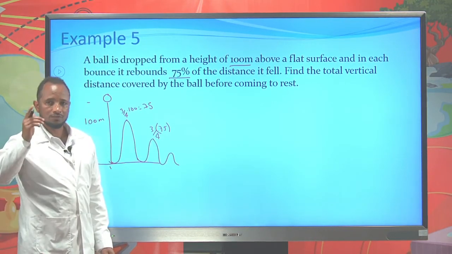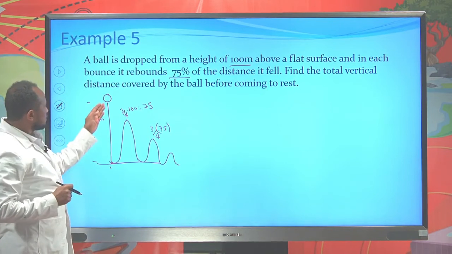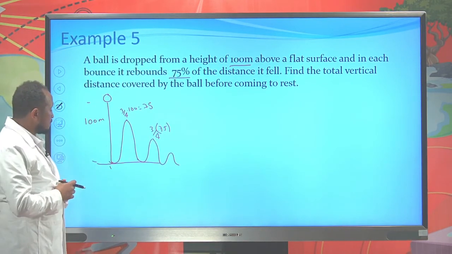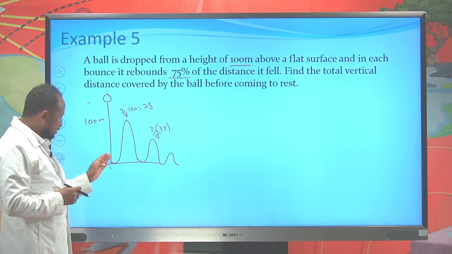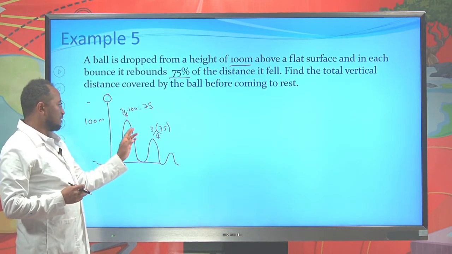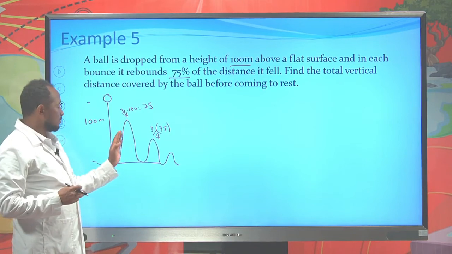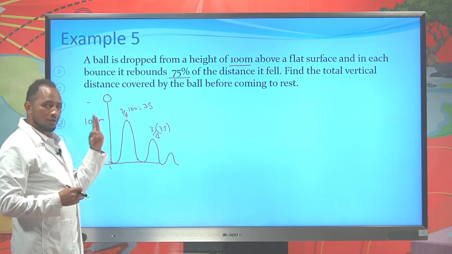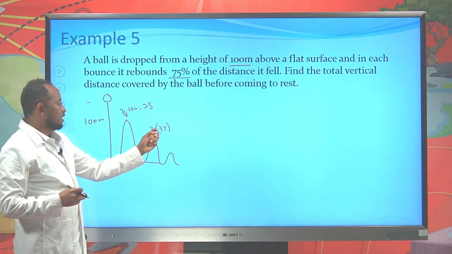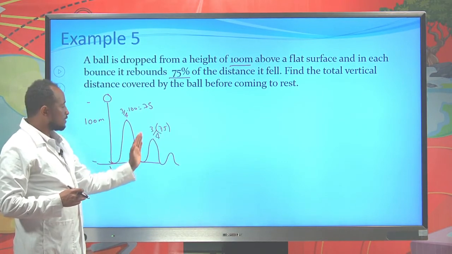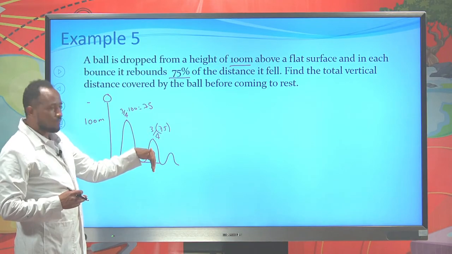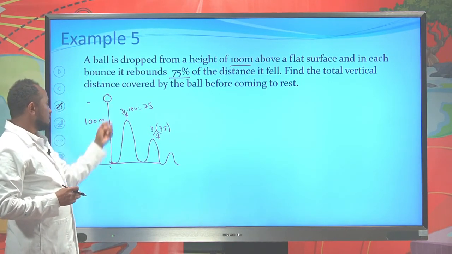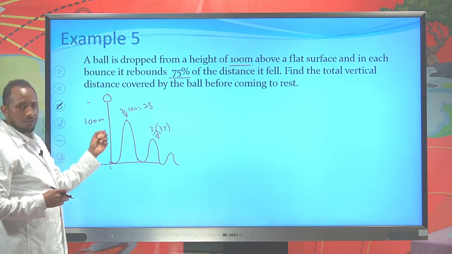We are asked to find the total vertical distance traveled by this ball: 100 meters plus twice 75 meters, because it rebounds 75 and comes down 75 meters. Here also, it moves up 3/4 of 75 and moves down 3/4 of 75. So we have two distances here, only a single distance for the first fall.